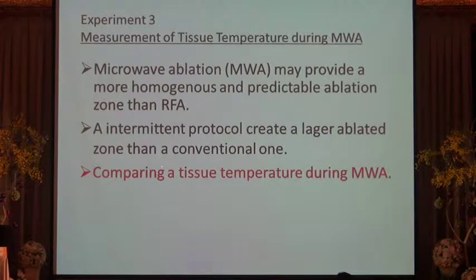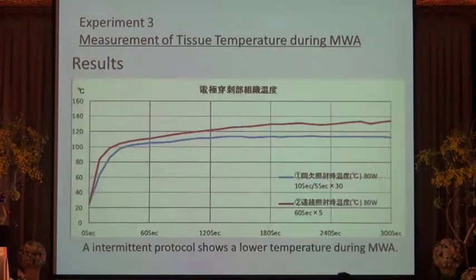And finally, comparing the tissue temperature during microwave ablation, you can see here that the blue line is the intermittent protocol and the red line is the continuous protocol. The intermittent protocol is lower than the continuous one, by more than 10, 15, or 20 degrees around the antenna. So it may lead to a lower complication rate, I guess.